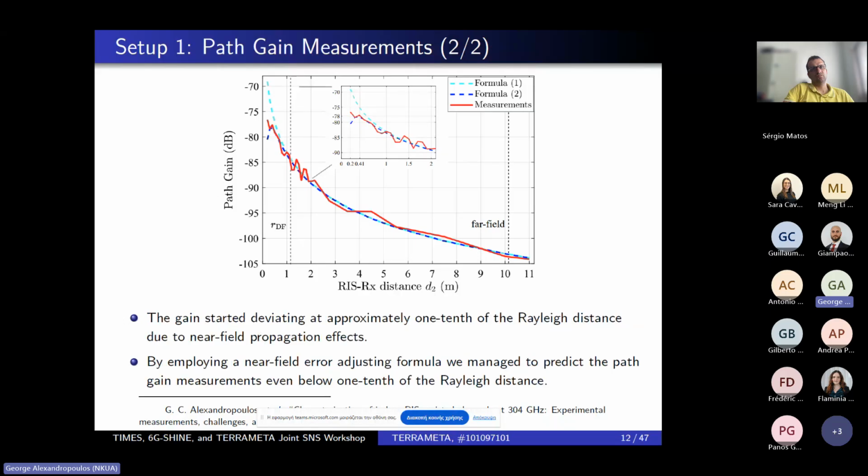The gain, as you see from this figure, starts to deviate at approximately 1/10, to be specific, of the Rayleigh distance that I said before, due to, of course, the near-field propagation effects. And with the formula that we have used and an appropriate adjustment, we have managed to accurately, as you see in these figures here, predict the path gains that we have measured in this specific setup.